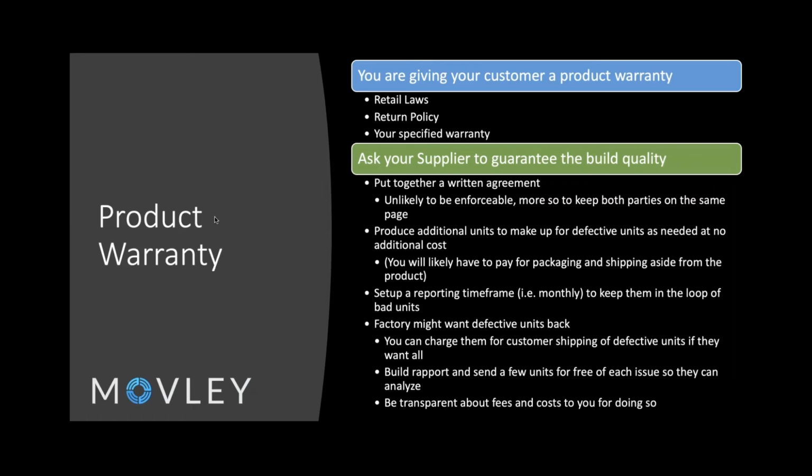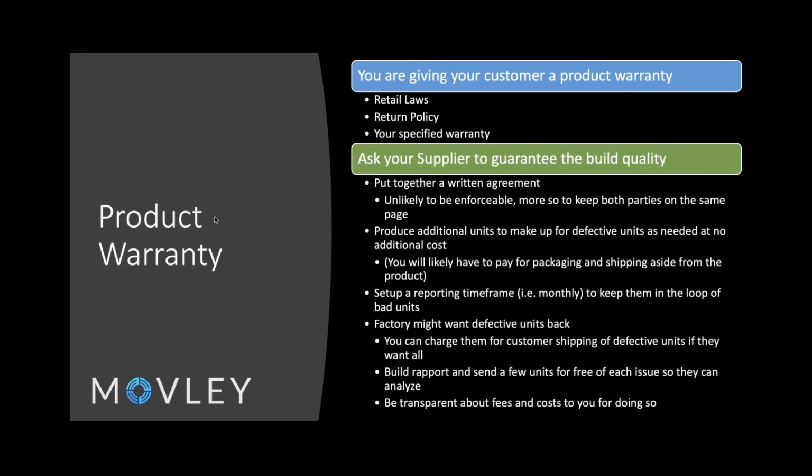There is a general distrust of consumers, and it's kind of a culture there that a lot of consumers buy items, use them, and return them and take advantage of those warranties and return policies. So factories are often very skeptical about these kinds of warranties, and that's why a monthly or periodic report is really important. It adds structure to that. And additionally, the factory might want defective units back. So you can talk to your factory and have it in the written agreement that you can charge them for the customer shipping of defective units back to them if they want all of the units.